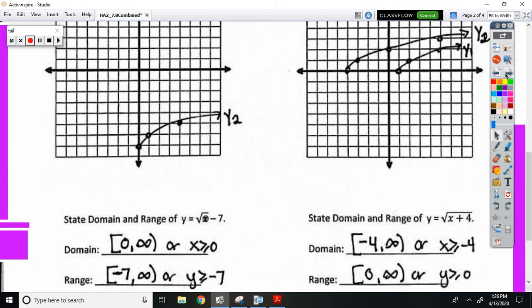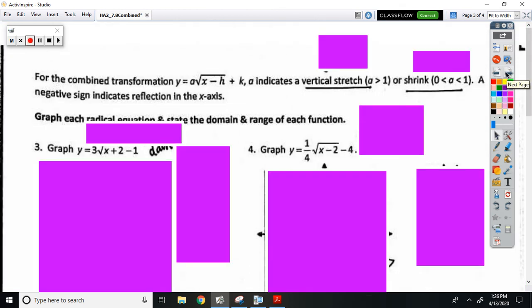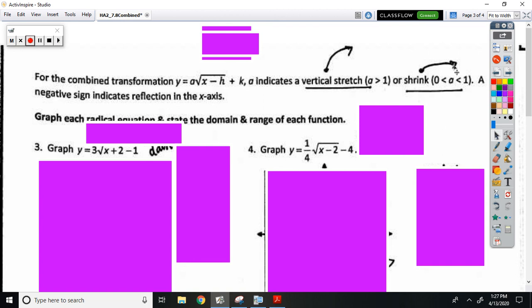All right, our next couple examples, we're going to see multiple translations going on at once. So these are called combined transformations. Notice that, again, a vertical stretch is when a is greater than 1. That's when the square root graph is going to look almost steeper. And a shrink is when a is between 0 and 1, like a fraction or a decimal. It will be kind of flatter looking.